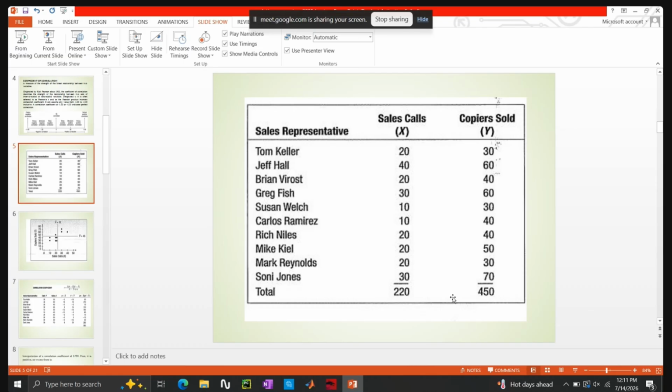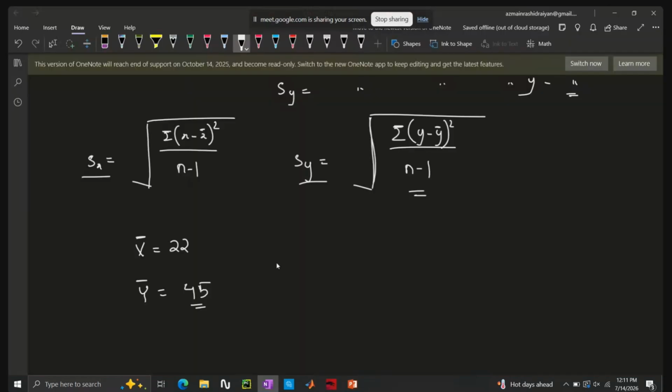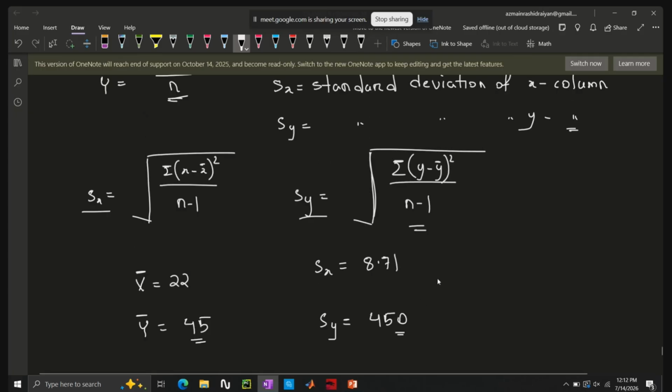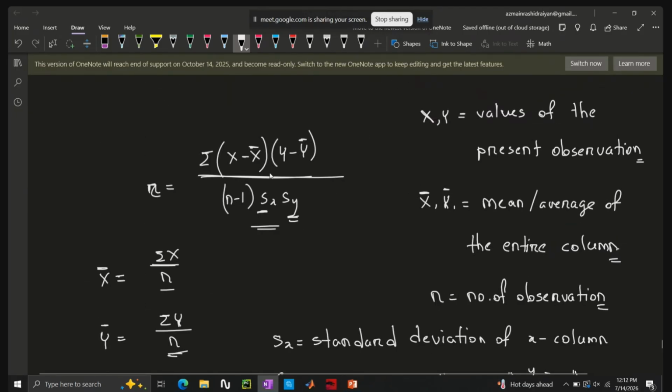Sir, the standard deviation for the X column is 8.71. Okay, so standard deviation for X column is 8.71. And what about the Y column? Y column is 450. All right. So now we know our X bar value, we know our Y bar value, we also know the N value, and Sx and Sy have also been obtained.